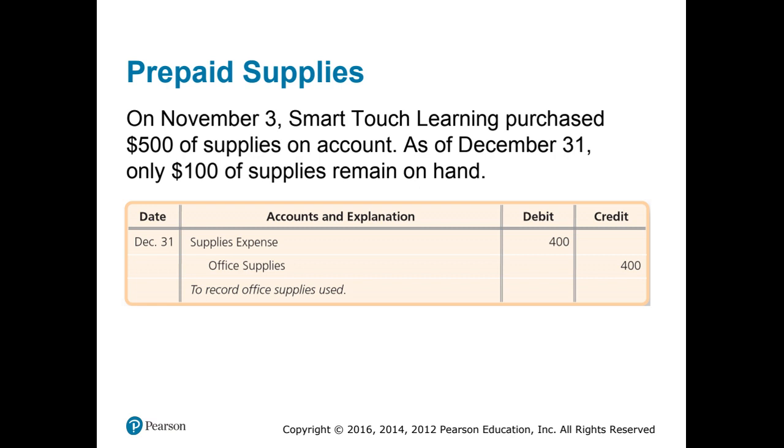And then the journal entry. So now we figured out how much we used. For our journal entry, we're going to debit supplies expense because we're going to expense those supplies that we used, $400. And we're going to reduce our office supplies account by 400, so office supplies is going to get credited 400. And then our note is to record office supplies used.